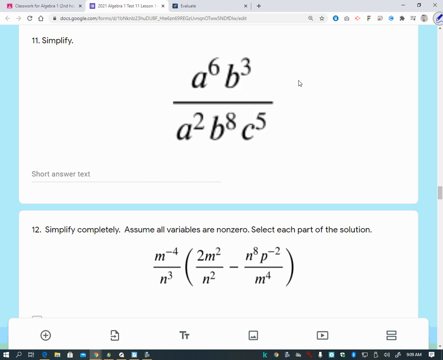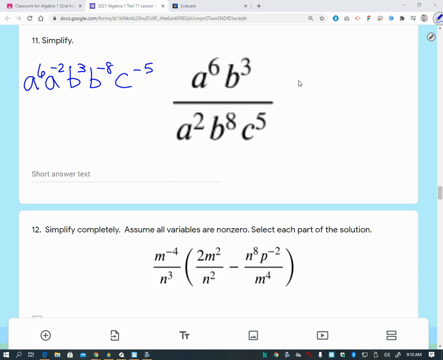All right, so he wants to move everything up. So I'm going to write a to the 6th, but if I want to move this other a up, it becomes a to the what? -2nd. I'm going to move, I got b cubed up here, but I'm going to move the other b up. It becomes b to the -8, and I'm going to move c to the 5th up, and it becomes c to the -5th. Okay, what do I do with the exponents of the a's?